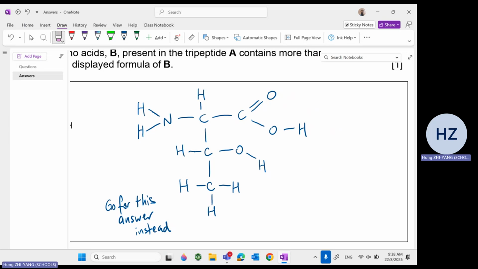Now for the amine, YI's answer and my answer here actually is okay. Supposed to be okay. Let's test each other. Do you know what's the shape of this nitrogen? Based on your VSEPR theory, what's the shape around this nitrogen? Trigonal? Pyramidal. Do you know why?